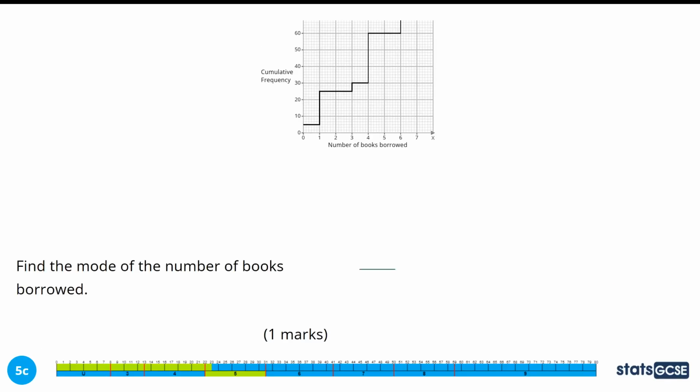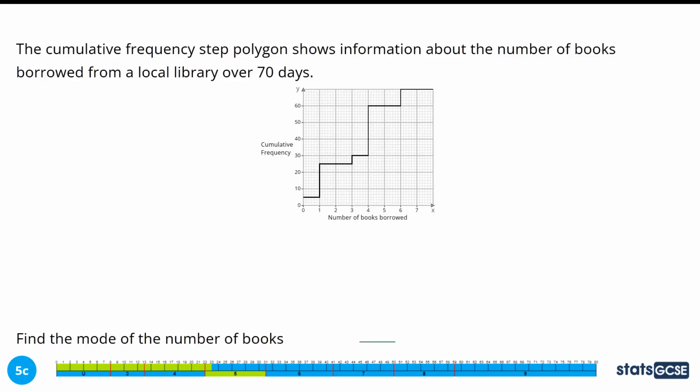Find the mode of the number of books borrowed. You can find the mode on a cumulative frequency step polygon by looking at how much the line goes up. So it goes up a little bit here for 0, quite a lot here for 1, a tiny little bit here for 3, but by far the most it goes up is here for 4 books borrowed, and then a little bit for 6. So 4 is by far the most, so therefore 4 is the mode.